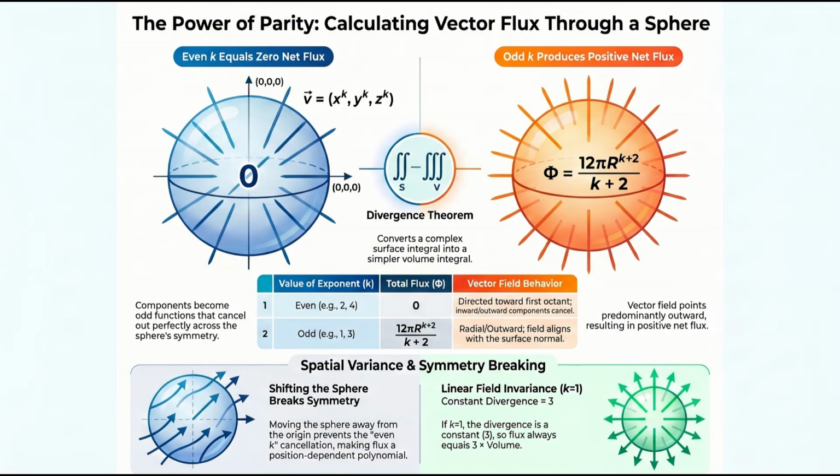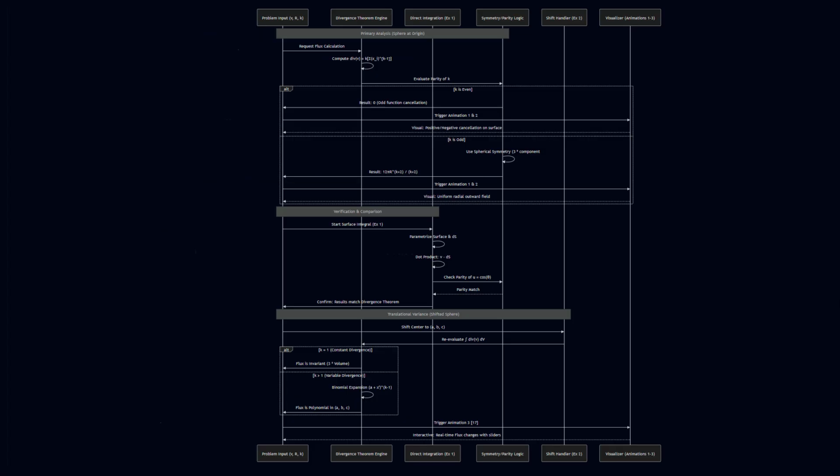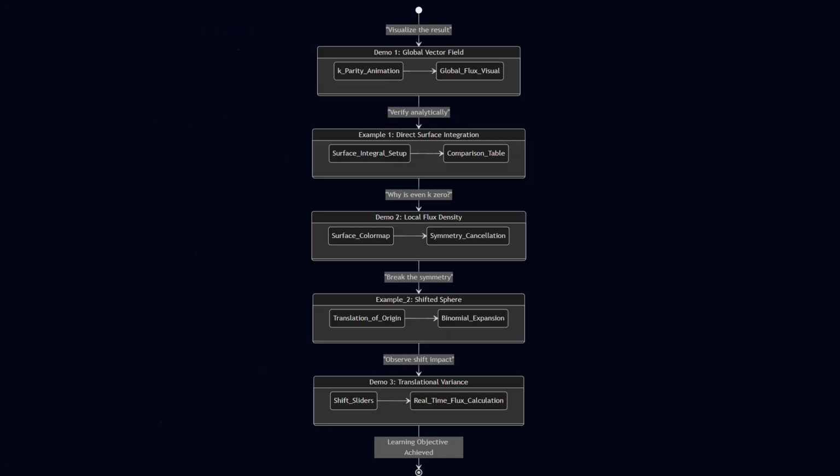It then uses the derivations' insights into symmetry to transition into visual demos, explaining why we see specific color patterns on a sphere's surface. Finally, it pushes the boundaries of the original derivation by exploring what-if scenarios, such as shifting the sphere's position, which breaks the established symmetry and introduces a new level of complexity known as translational variance.